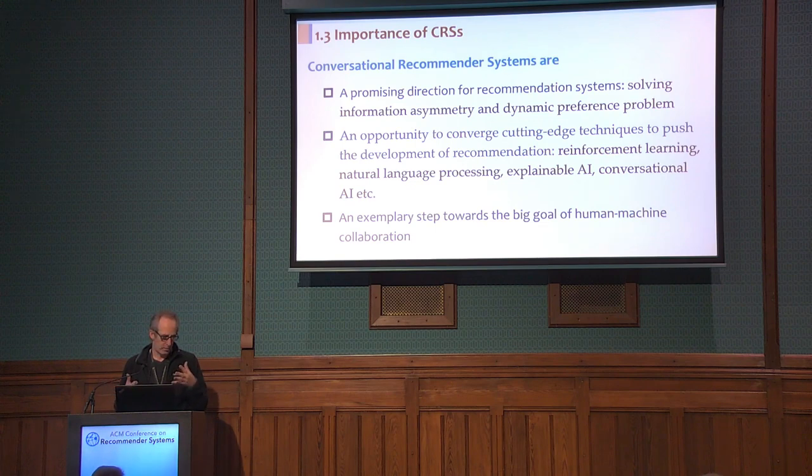It's also a nice point of convergence for lots of hot topics in the research space around us. Naturally, reinforcement learning, NLP, conversational AI, lots of concerns about explainability. Why is our recommender taking certain actions? And it's actually explainability both ways. Humans explaining their needs to a system, and systems also explaining their suggestions and worries, or uncertainties, I should say, to humans.